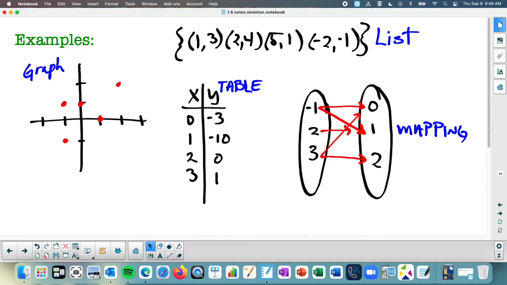Did you write down what domain was? Yeah. Oh, it should be the X. Perfect, that's it. So domain is the X's or inputs. So on this table, it would be 0, 1, 2, 3. And you would write the answer. Actually, now that I'm putting this up here, I don't think I did this last time. You would write it as a brace, and then you just list the numbers in order. So the domain for that one would be 0, 1, 2, 3.